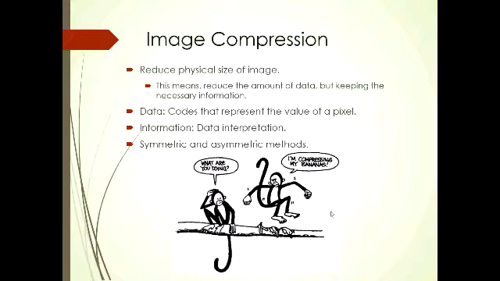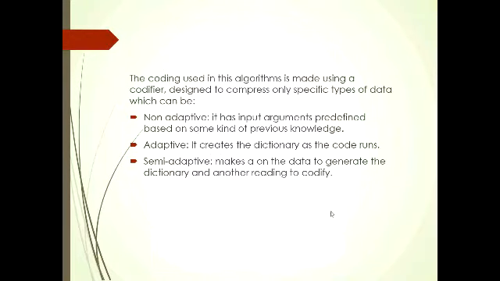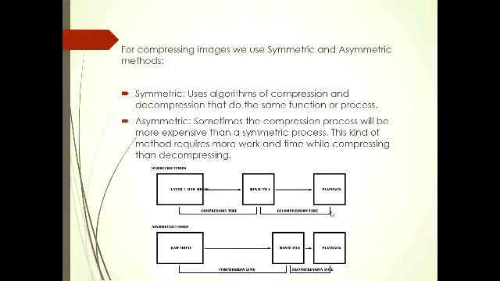Actually, there are two methods for this. We can divide it into symmetric and asymmetric methods. First, the symmetric methods. The characteristic of the symmetric methods is that the compression time and the decompression time are the same. This means that the same process for compression is used for decompression. Now, with the asymmetric methods, the compression time is larger than the decompression time.